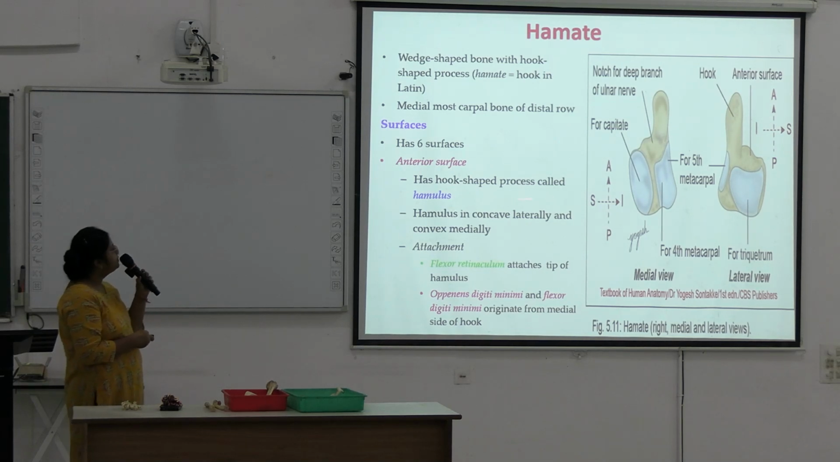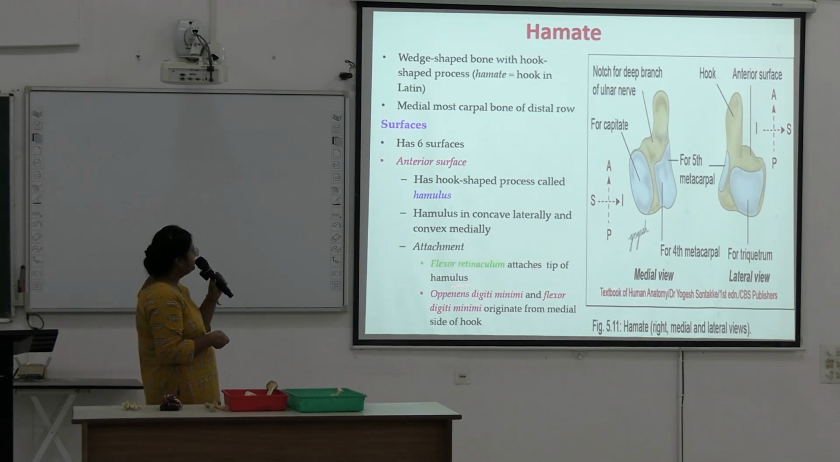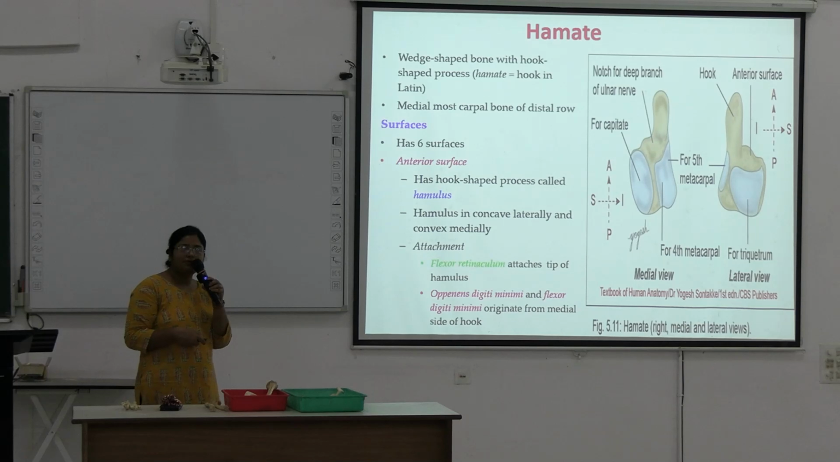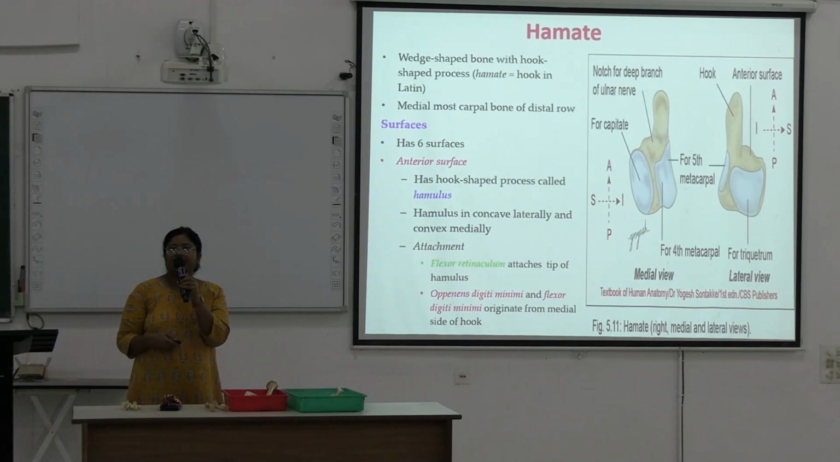Anterior surface has a hook-shaped process called the hamulus, and hamulus is concave laterally and convex medially, and it gives attachment to these structures. Flexor retinaculum attaches at the tip of the hamulus, and opponens digiti minimi and flexor digiti minimi originate from the medial side of the hook. Okay, these are included within the hypothenar group of muscles.